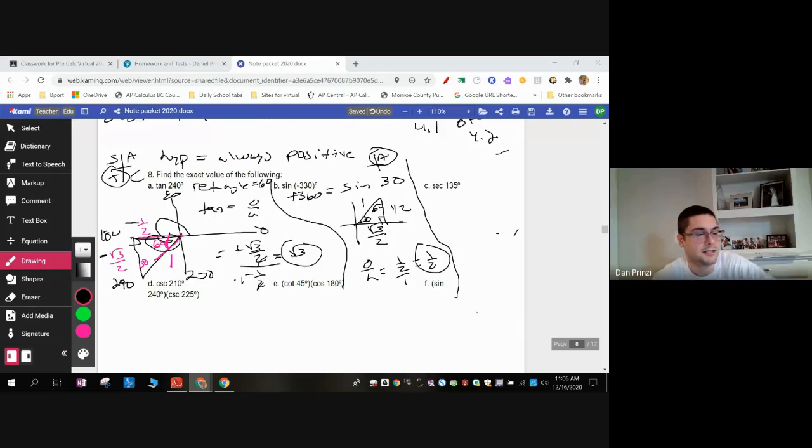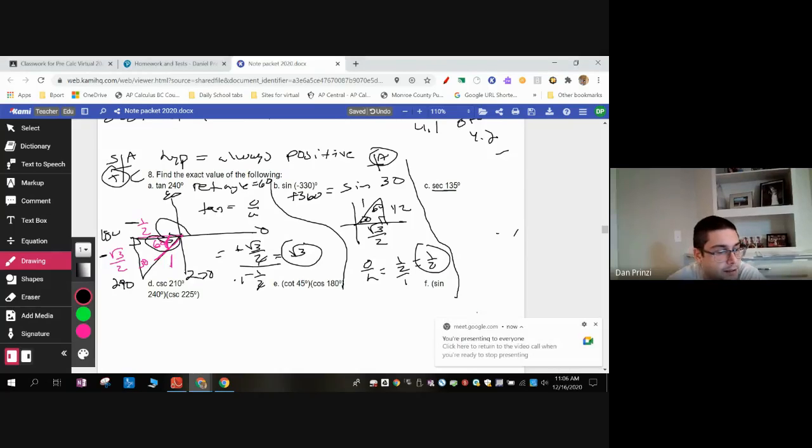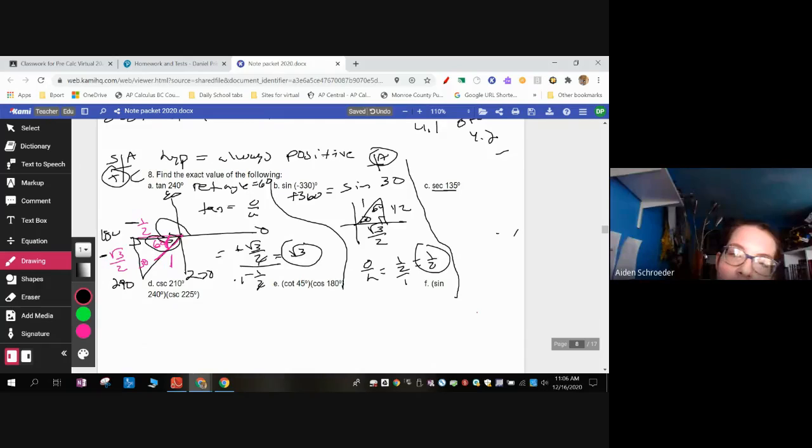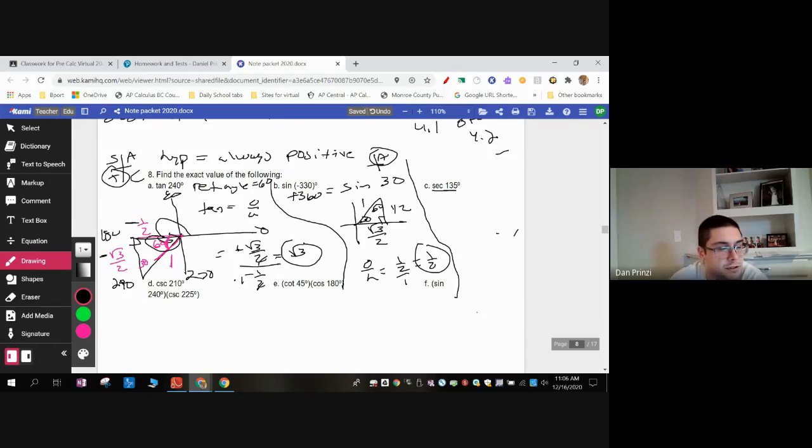Okay, here's a question. The secant of 135 degrees, how would you find that? Well, first off, what would you find instead of secant? Can anyone tell me what they would find instead of secant? Like, what's secant paired with? Cosine. Cosine, thank you. So you would do 1 over cosine of 135. So I'm going to find the cosine of 135.